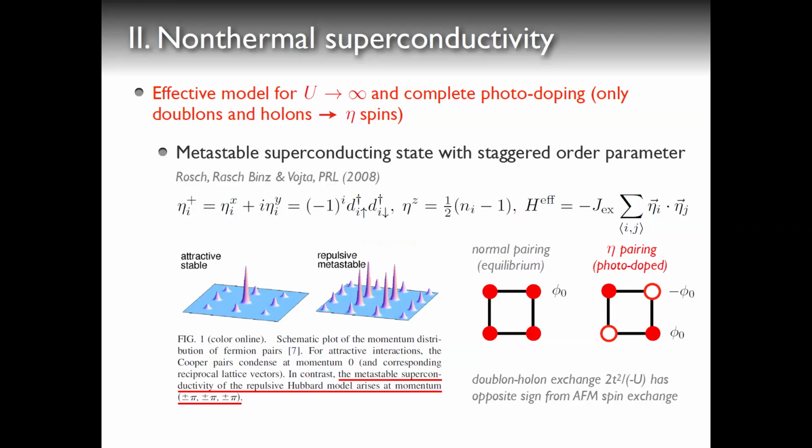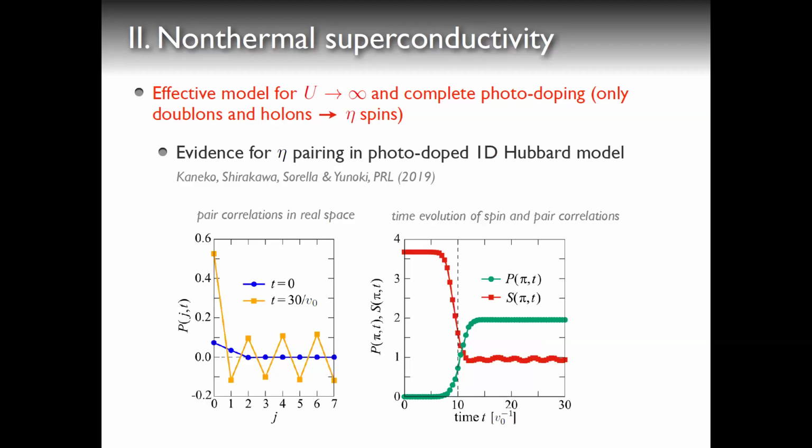Maybe I'll skip this. We can basically integrate out in the Hubbard model all the terms which change the number of doublons and holons in the system, and then map this infinitely repulsive model to a spin system with so-called eta spins, where eta spin up means there's a doublon on the site, and eta spin down means there's a holon on the site, and the superconducting state with staggered order in this language corresponds to a ferromagnetic order in the XY plane. But yes, let's maybe discuss this afterwards if you are interested in the details.